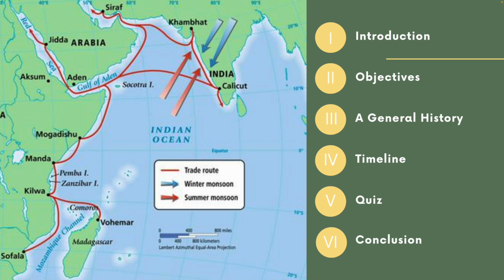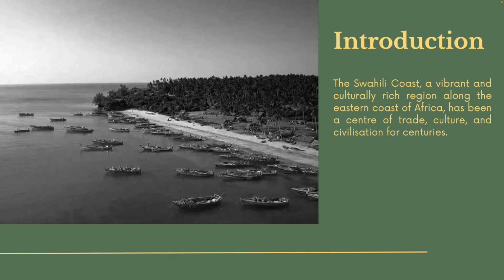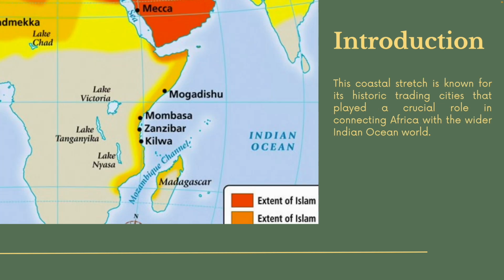So let's go back to this introduction. So we see that this coastal stretch is known for its historical trading cities that played a crucial role in connecting Africa with the wider Indian Ocean world. So as we said, here's the Indian Ocean, and here is all the parts of the Swahili coastline all along there. The Swahili had an extensive trade network. It includes the Red Sea.